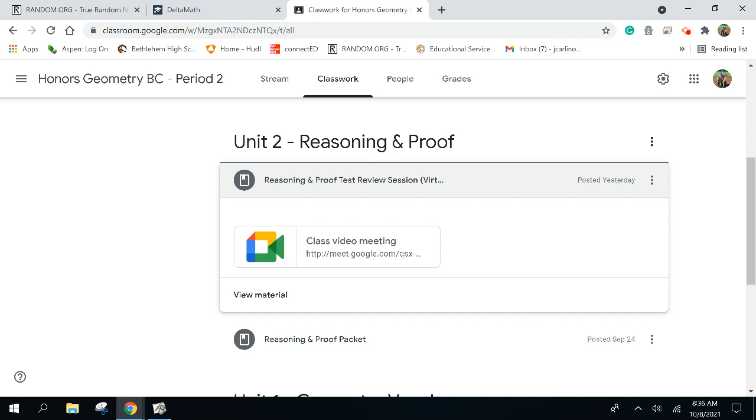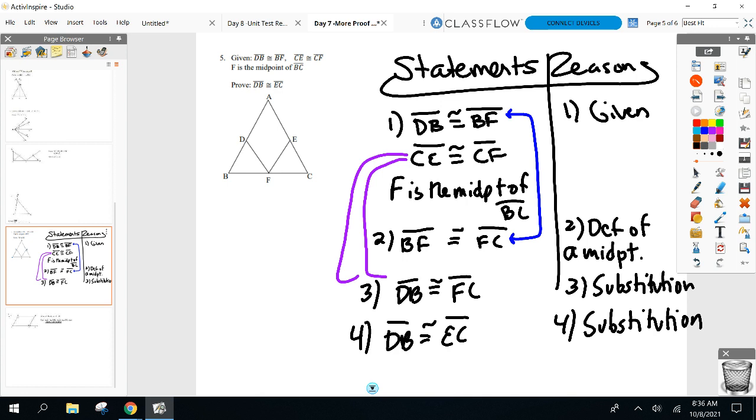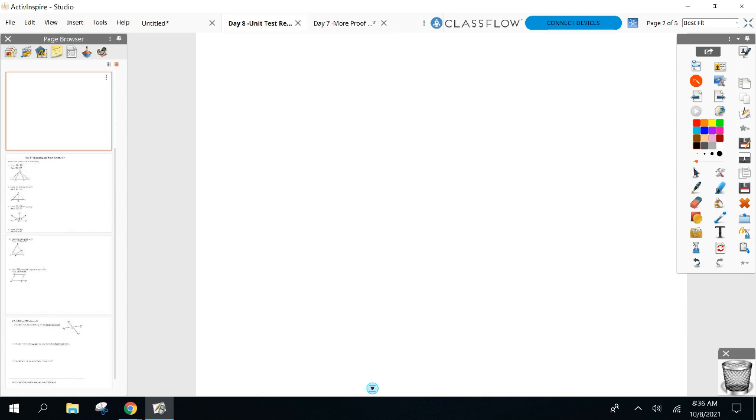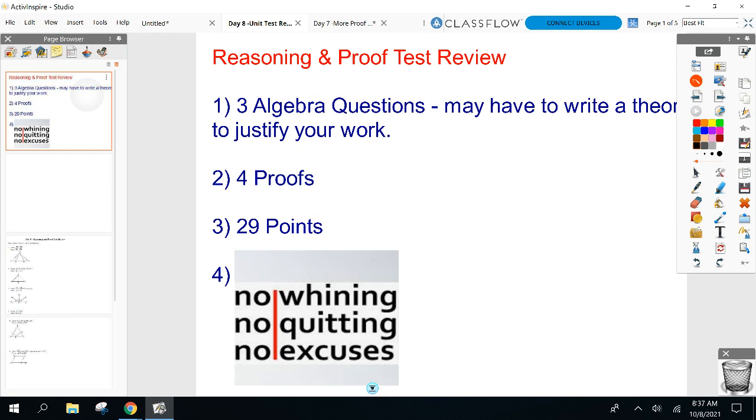Okay. What can you expect on the test? There it is. I told you this already before, but 3 algebra questions, and maybe on a couple of them, I'm going to say, write me a theorem. Why are you doing the work you're doing? So not only solve for x or the angle, but also what theorem did you use?